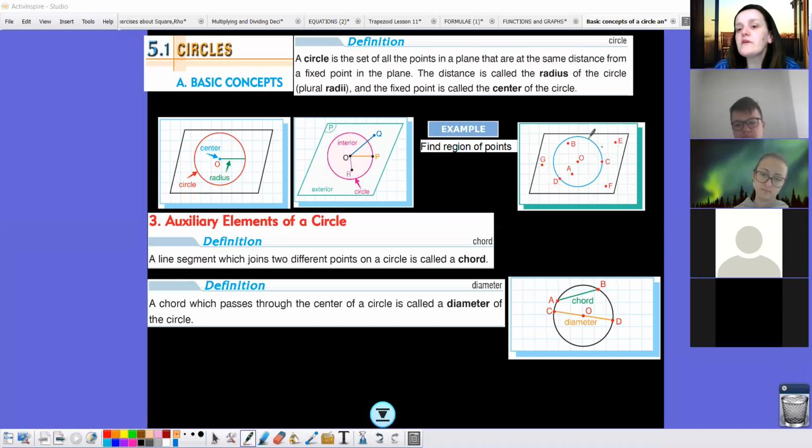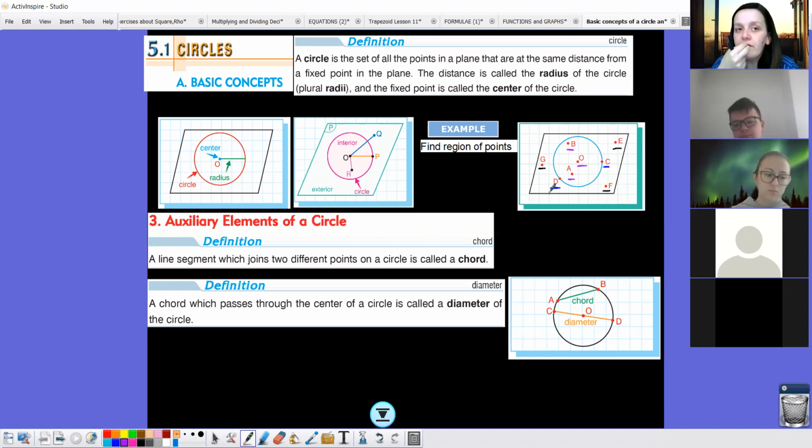So here, for example, if I ask you in this example, which points are in the exterior region? G, E, and F. They are in the exterior region. Which points are on the circle? D and C. They are on the circle. And the interior region? B, O, A. They are in the interior region.